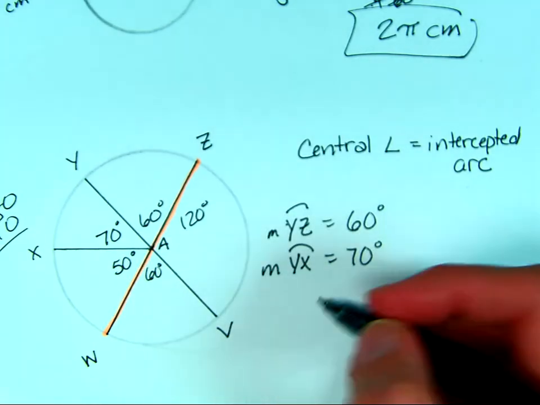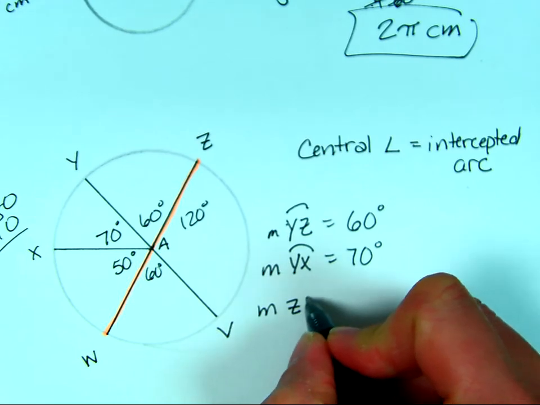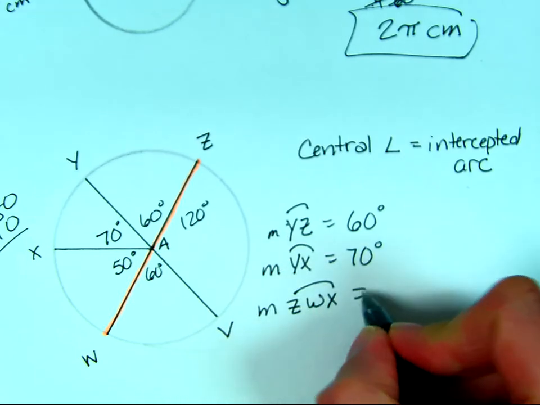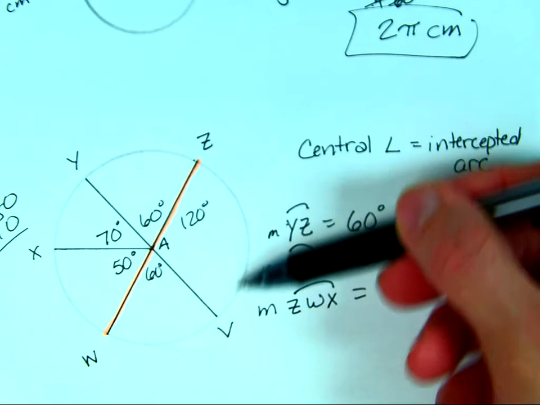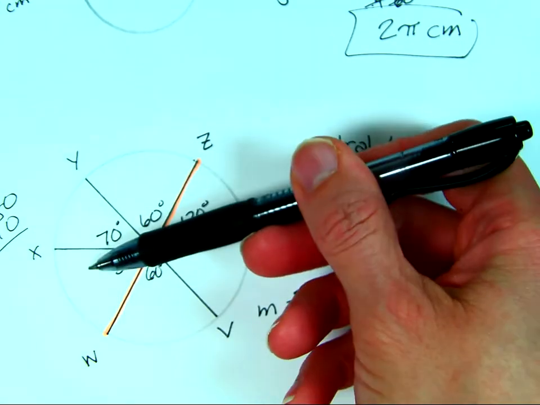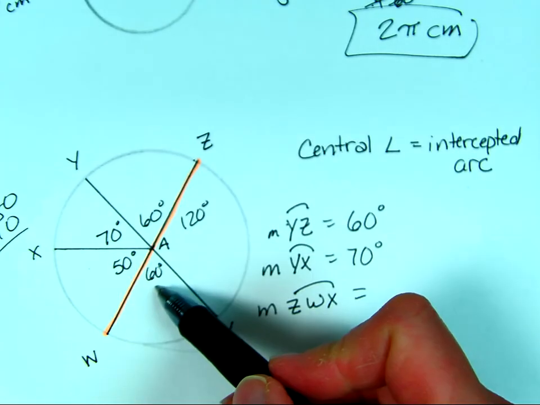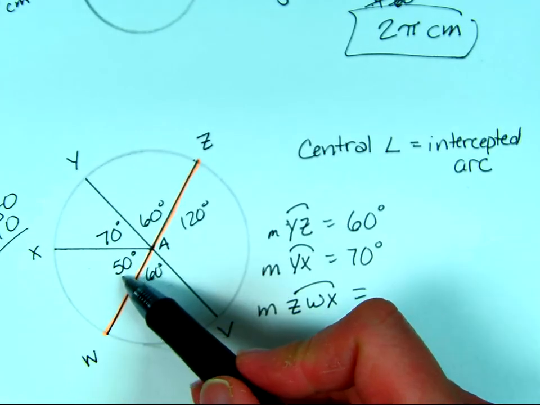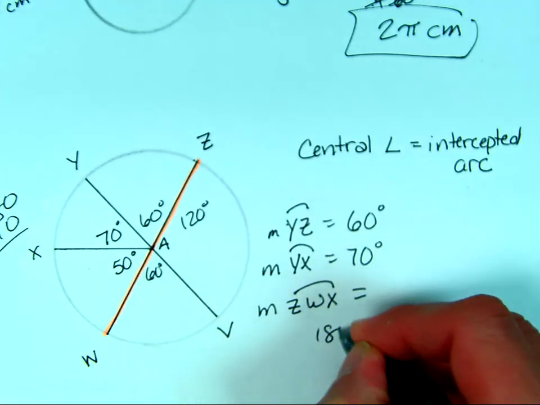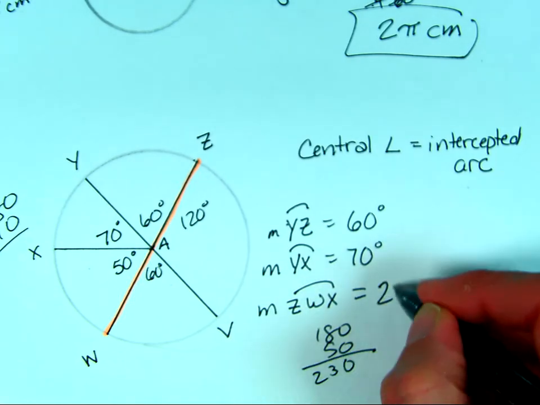And then if I was asked to find the measure of arc ZWX, I would say, okay, that's from here all the way to here. So that's either 120 plus 60 plus 50, or I could take 360 and subtract these two. So 120 plus 60 is 180. 180 plus 50 is how I would do that. So I would get 230 degrees.